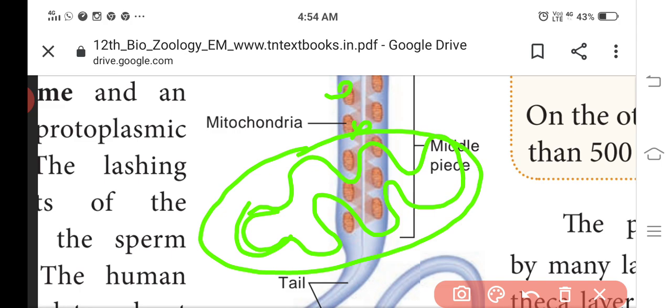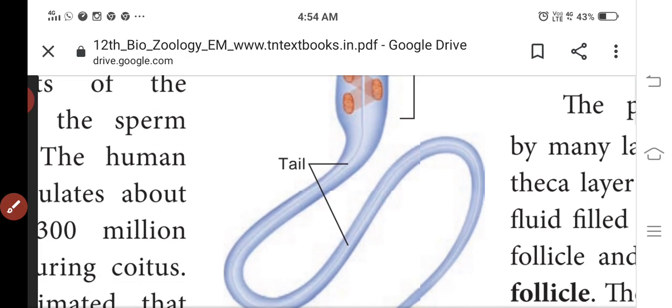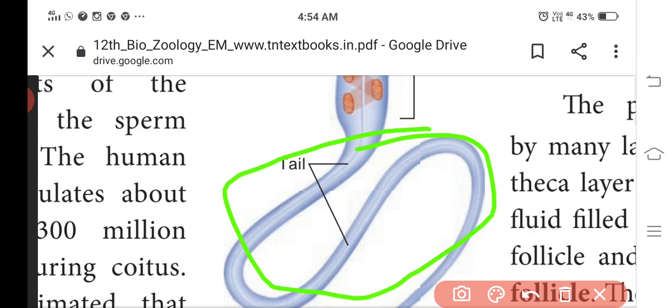Next we discuss the tail. The tail is the longest part of the sperm. It is slender and tapering. Central axial filaments are here. You see them minutely, like a line-like structure stretching, called the axial filament. The lashing movement pushes the sperm forward.